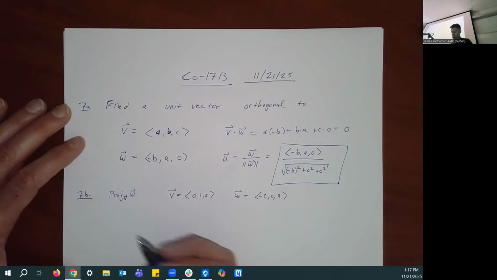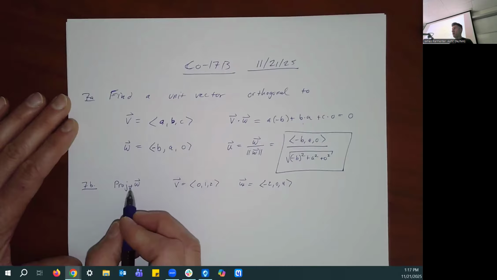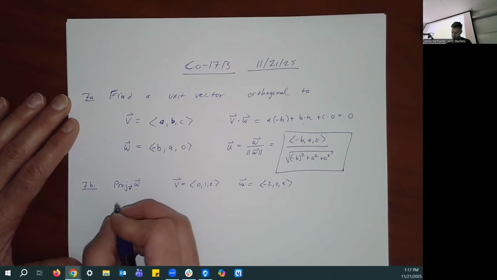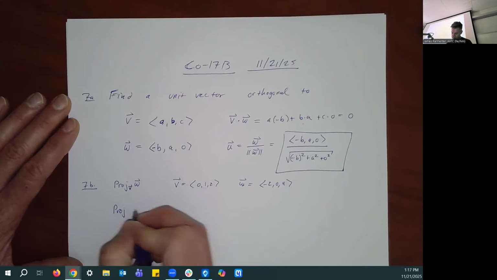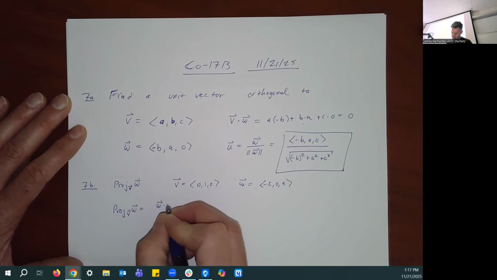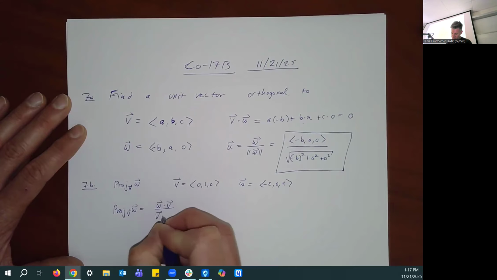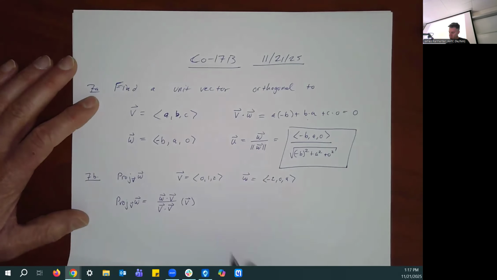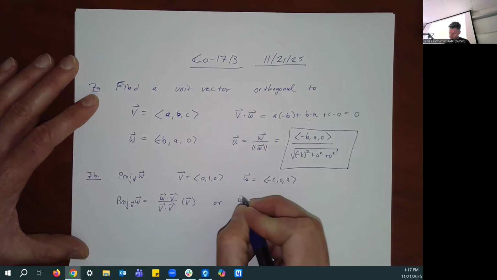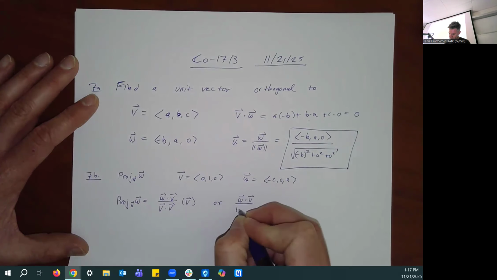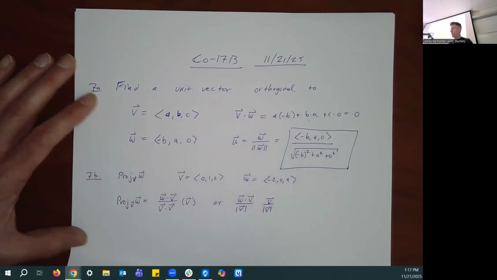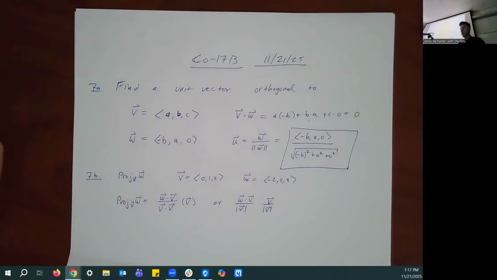Here's what I remember. I know I'm projecting onto V, so V is the one that shows up a bunch of times, and W only shows up once. So the projection of W onto V, I usually think of as W dot V divided by V dot V times V. You might think of it differently. You could also think of it as W dot V divided by the magnitude of V times V over the magnitude of V. Same difference. Any way you like to think of it.